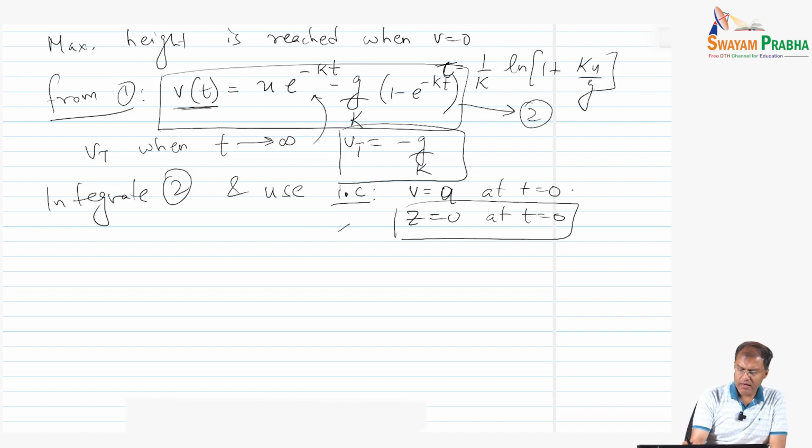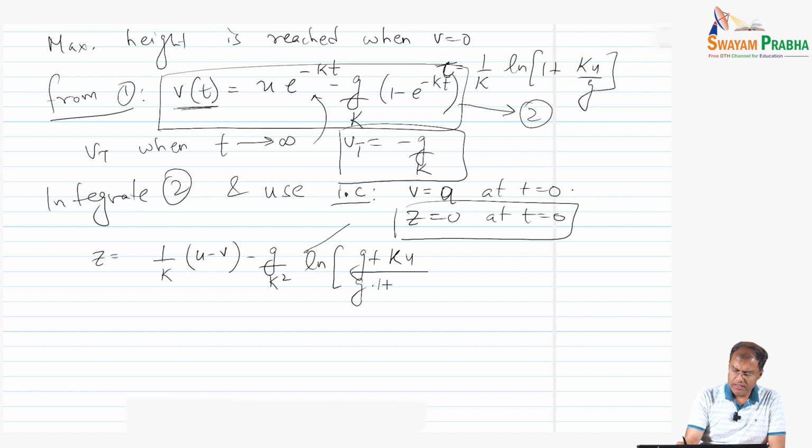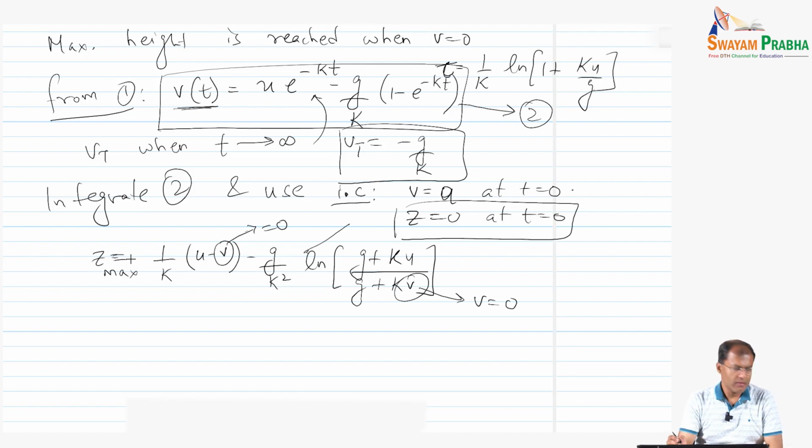When we do that, I get the following: z comes out to be 1 over k times u minus v, minus g over k square times log of g plus ku divided by g plus kv, right? And if we want to find the maximum height, we set this v equal to 0. That is when we find the maximum height, the z max, right? And that's it.